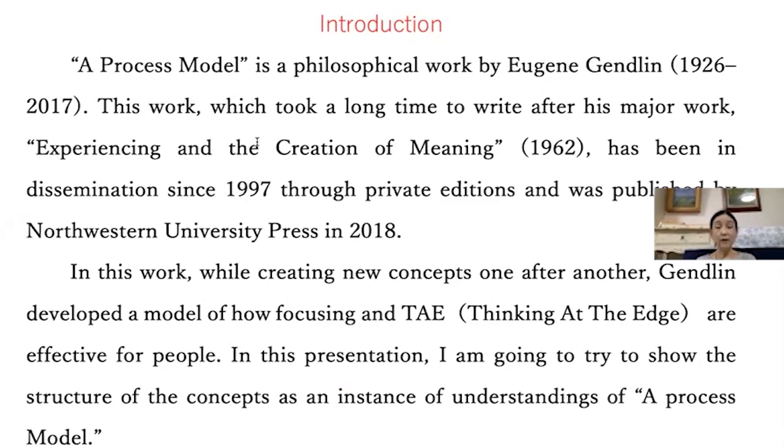This work, which took a long time to write after his major work, Experiencing and the Creation of Meaning, has been in dissemination since 1997 through private editions and was published by Northwestern University Press in 2018.